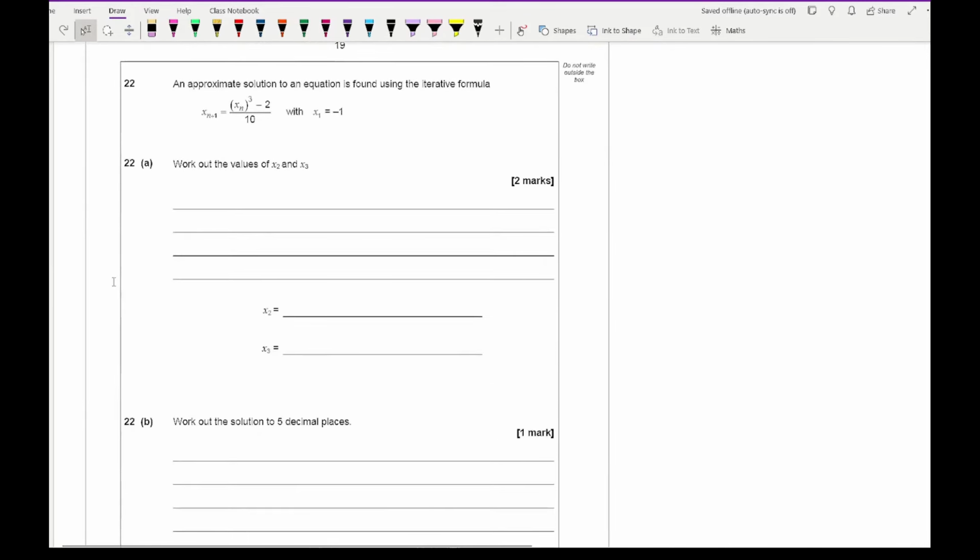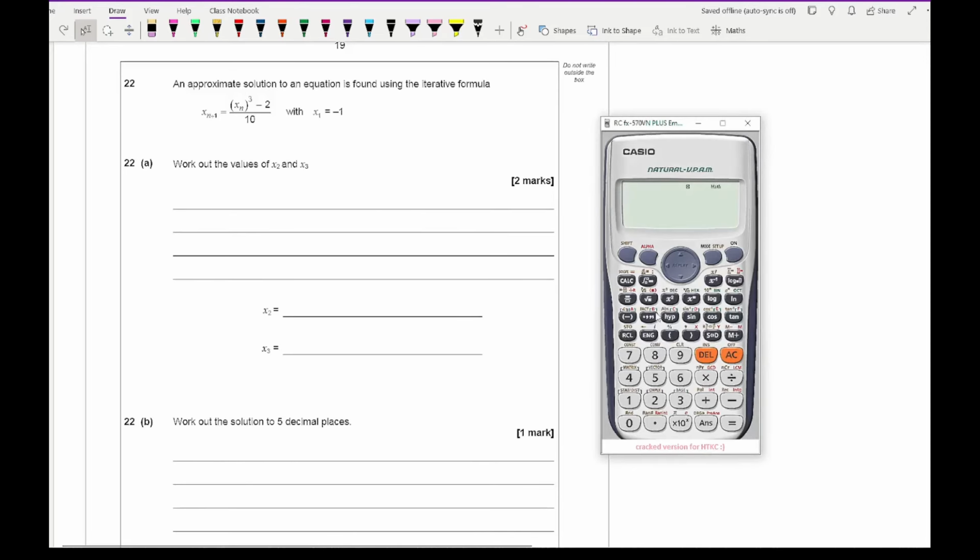So moving on to question 22, it says that an approximate solution to an equation is found using the iterative formula x n plus 1 equals (x n cubed minus 2) over 10 with x1 equals 1. And the question is asking us to work out the value of x2. So for this, what I need is to get my calculator. Got it here. Now what you want to do first is enter the first number, which is minus 1, press equal. The next thing we then need to do is set up our fraction, and we set up the iterative formula. Wherever we see an x n, we're going to use Ans instead. Here I've got Ans cubed all across minus all down.